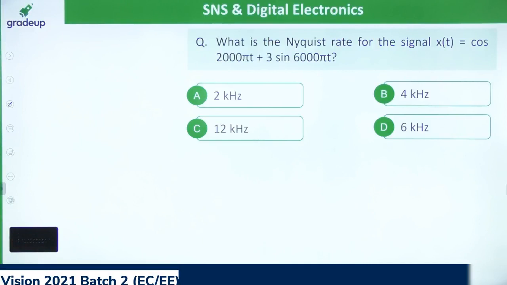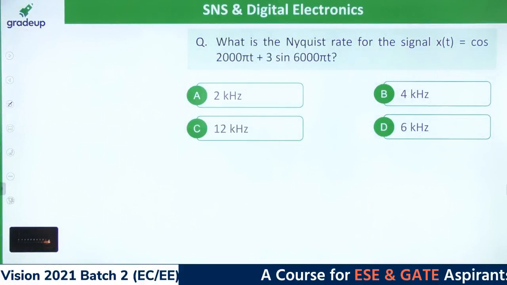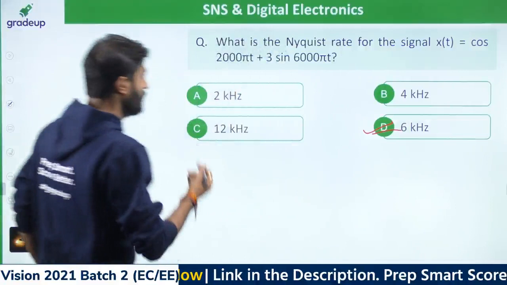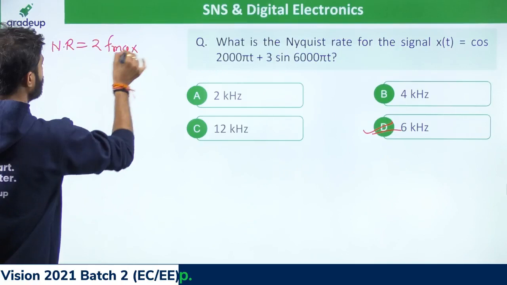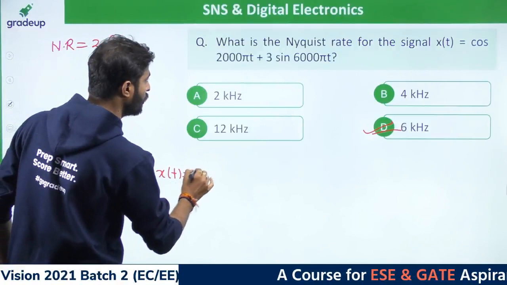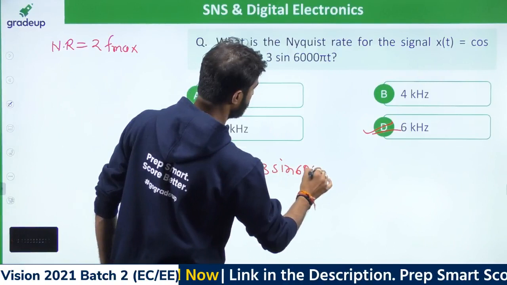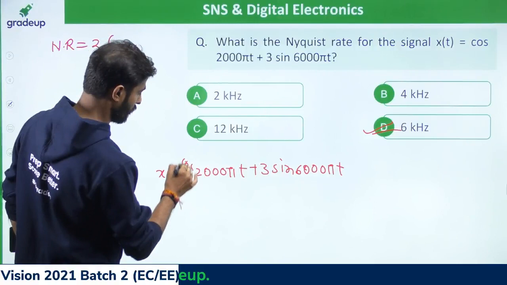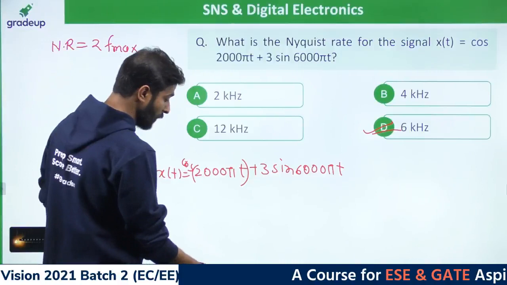Now everybody has given the correct answer. Rajat, your answer is wrong dear. The correct option for this one is D, right? What is the Nyquist rate? Sir, Nyquist rate is twice the highest frequency of the message signal, right? What is the message signal? Sir, message signal is x of t equal to cos 2000 pi t plus 3 sin 6000 pi t. Cos, bhool gaya likhna. Cos 2000 pi t and sin 6000 pi t, right? If you observe, what is the frequency of this signal?